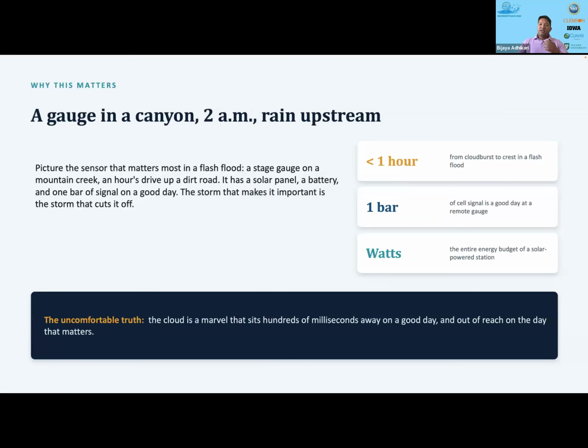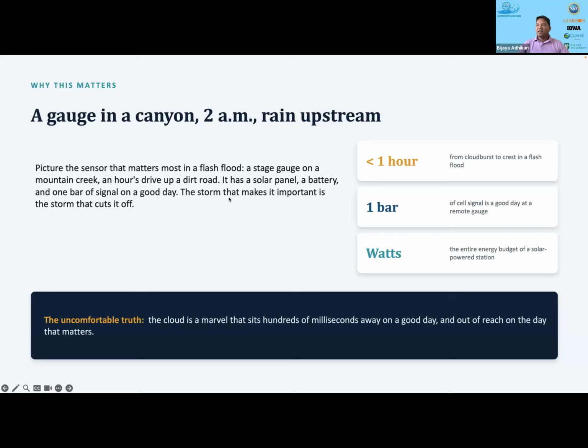Okay, so let's think about this story, right? And let's try to motivate this. Imagine a gauge in a canyon, right, at 2 a.m., trying to measure the water level, right? So basically a sensor that matters most in a flash flood, right? It's a stage gauge on a mountain creek, an hour's drive up from a dirt road, right? It has a small solar panel, a battery, and the cell signal is not that good, right?